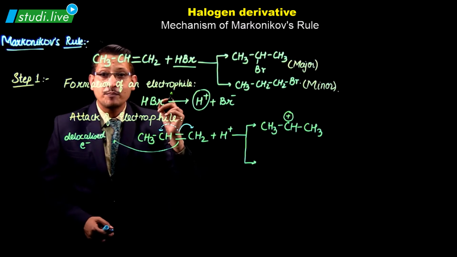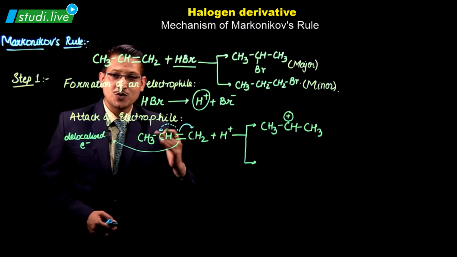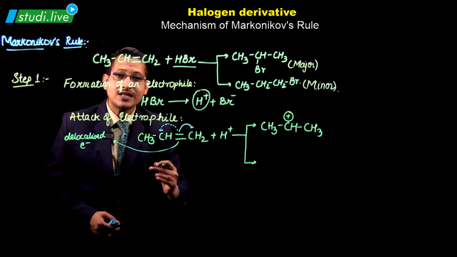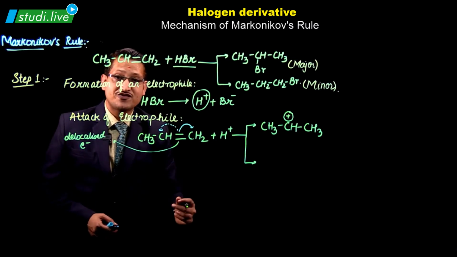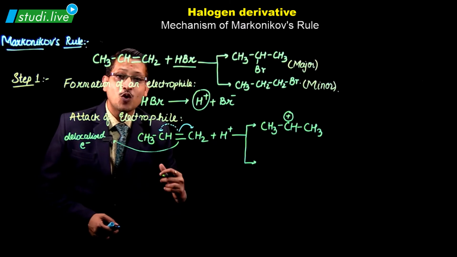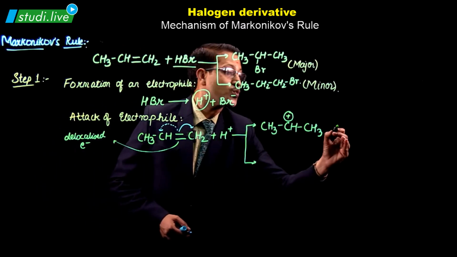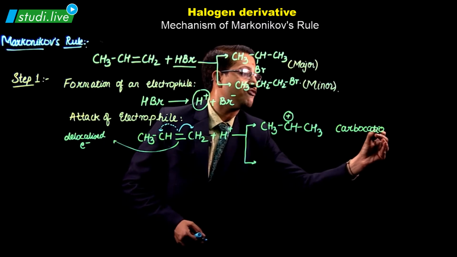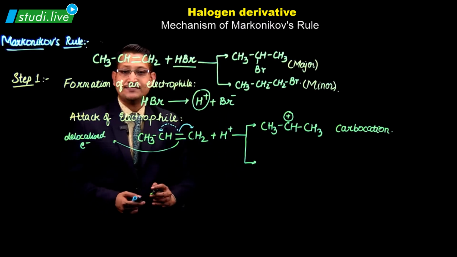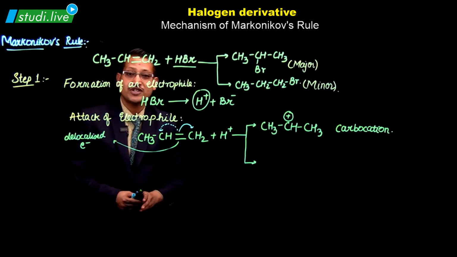Now carbon bearing a positive charge, a new concept getting added, carbon bearing a positive charge. That carbon bearing a positive charge is called a carbocation. So this forms what is called a carbocation. So this is the formation of carbocation. This is how the carbocation formation takes place.